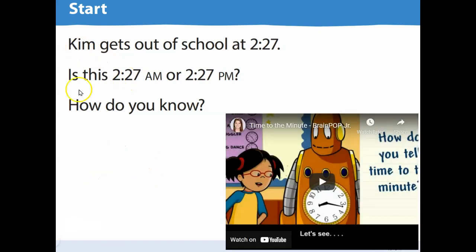Okay. It says Kim gets out of school at 2:27. Is this 2:27 a.m. or p.m.? What do you think? If she gets out of school at 2:27, a.m. or p.m.? P.m., right? I mean, what time do we get out? 3:15 p.m. Even on Wednesdays we get out at 1:45 p.m.